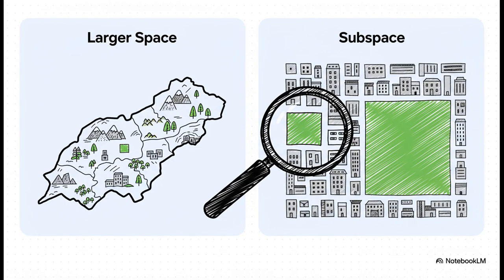Think about it this way. A small patch of grass might not be considered an open field if you're looking at a map of the entire country. But if you're only looking at a single dense city block, that patch of grass might be the only open space around. Topology works the exact same way. A property like openness can be completely relative to the space you're considering.